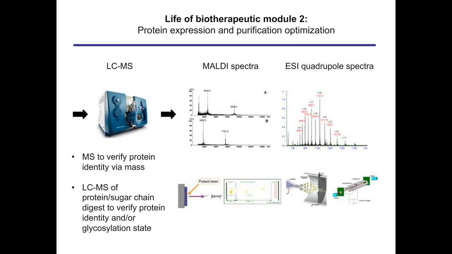So LC-MS is often used to confirm protein size integrity, modification state, and also the glycosylation of proteins. And there are different flavors of mass spectrometry depending upon the situation. Often matrix-assisted laser desorption ionization, also called MALDI, is used in cases where one wants to simply characterize very quickly the size integrity of a peptide or protein.